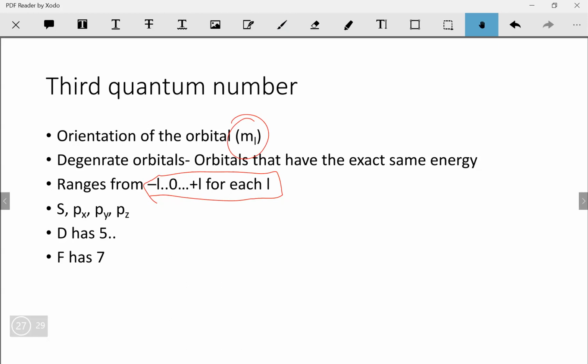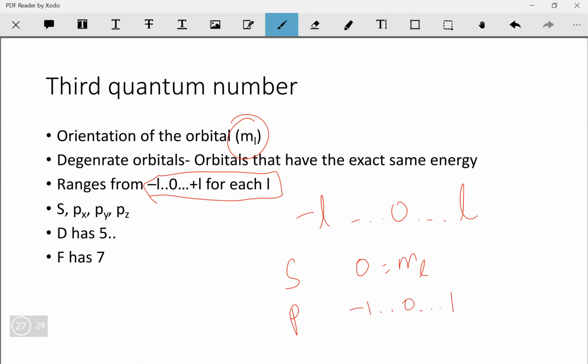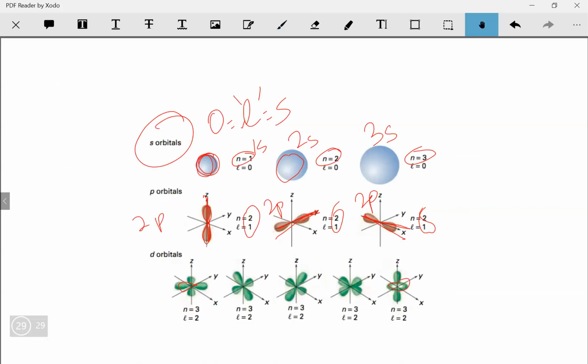They have equal energy, and they are given by the third quantum number. The degenerate orbital gives the orientation, which axis it is going along. It's denoted by ml, and it ranges from negative l to 0 to positive l for every l. For example, the s orbital ranges from negative 0 to 0 to 0, which is just 0, so there's only one ml value. The p orbital, l equals 1, ranges from negative 1 to 0 to 1, which means there are 3 of them. That's why we see 3 p orbitals here, denoting negative 1, 0, and 1.